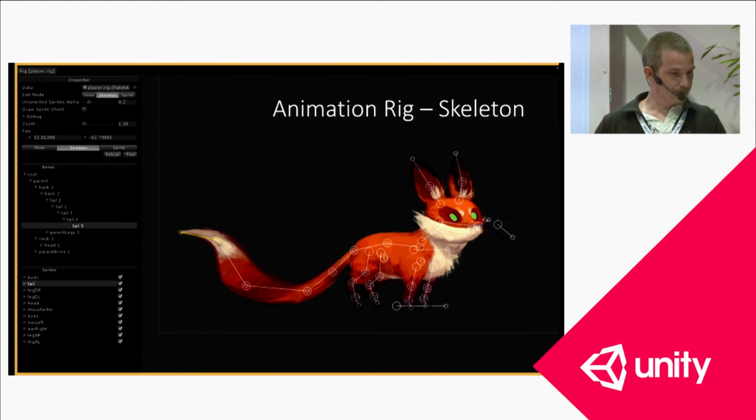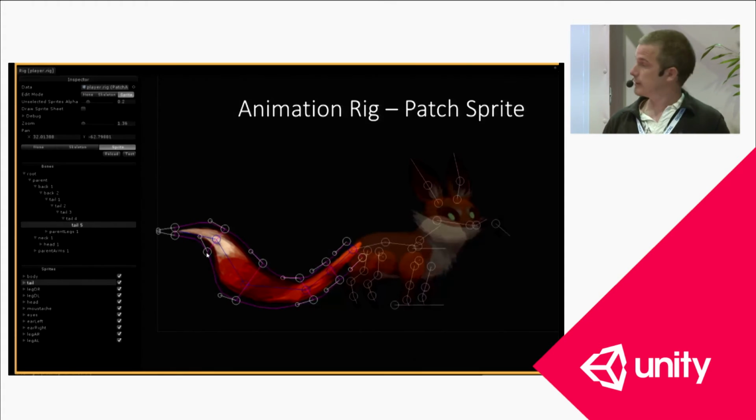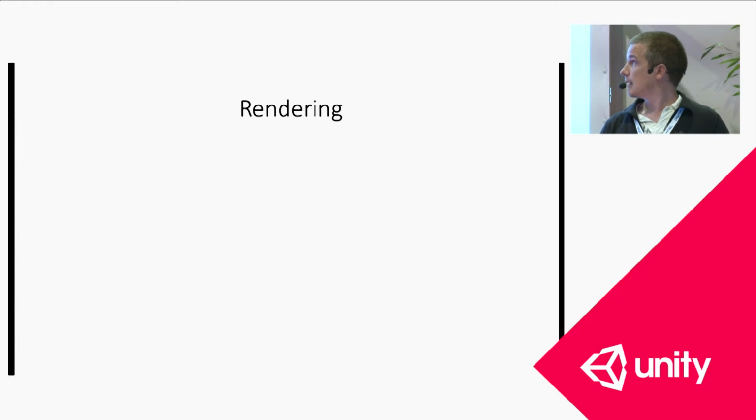And then we have to create the rig. So this is the skeleton itself. You create bones, and then you say, OK, this sprite is influenced by these bones. And I'm going to draw the Bezier outline of the sprite. And then you can deform it, as we saw before. And now Guillaume is going to talk about rendering.